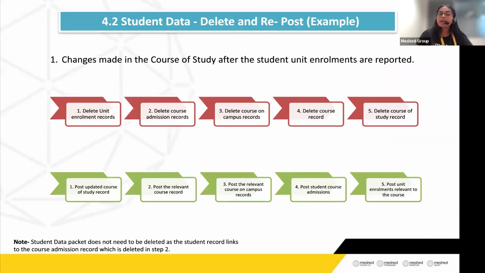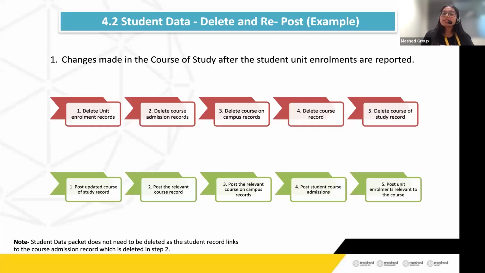So let's try to understand how the API feature will work in terms of posting and deleting some data. The example we look at here is changes made in the course of study packet after the student unit enrollments are reported. As we discussed in the previous slide, there is a certain flow of data and you cannot report certain packets first without reporting the others. This means that you have to delete and post the data in that sequence itself. Let's say you have reported a student course admission and unit enrollments in a certain course. But after that, there are some changes that you have made in the course itself.